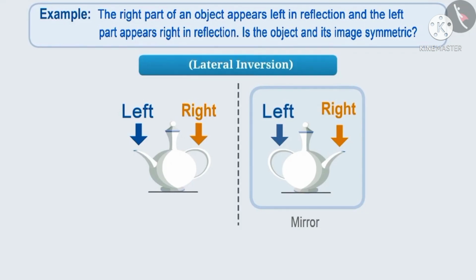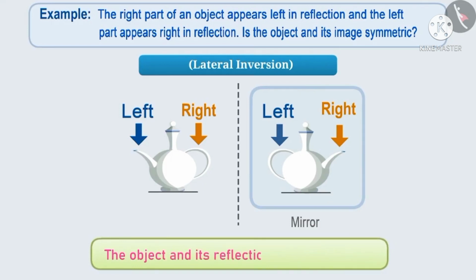It is true that the right part of the object appears left in the reflection and the left part of the object appears right in the reflection. But the object and its reflection are closely related to each other. Hence, they are also symmetrical to each other. Therefore, the object and its reflection are symmetrical.